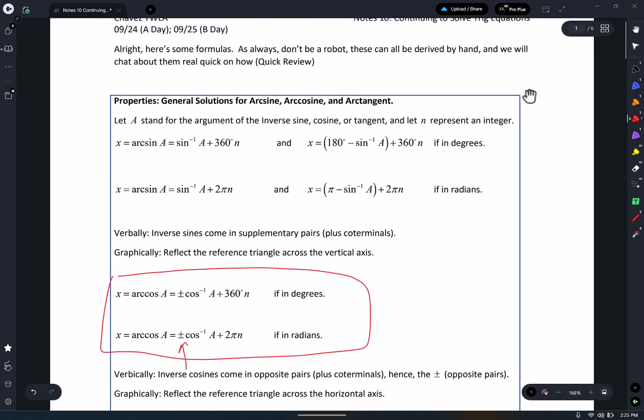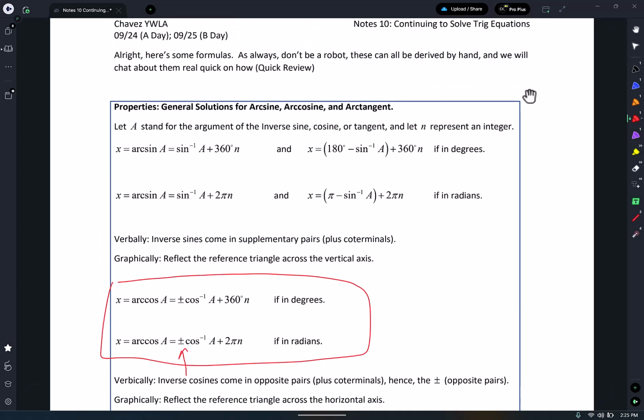When you do arc cosine and arc sine, there's always two solutions. Why? Because in the unit circle, when you do one revolution, there are two solutions. Chop, I don't know what you're talking about.